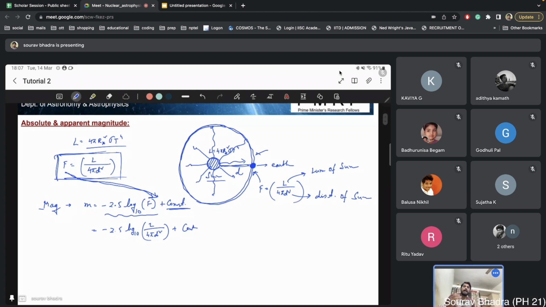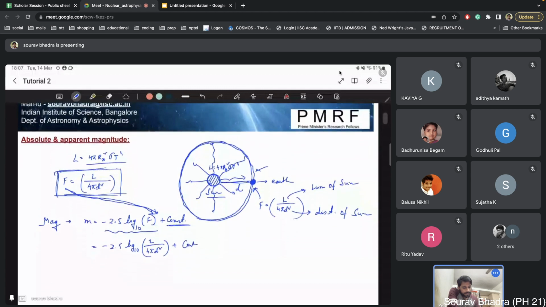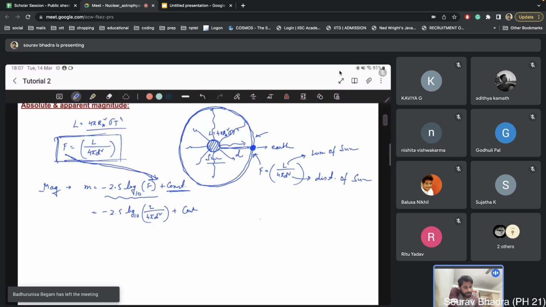Now this is the apparent magnitude. Why is it apparent? Suppose you have a star at a distance d having luminosity L, for that case this is the flux. Now suppose you have another star which has a luminosity of 4 times the previous luminosity, that means 4L, and the distance is double the previous distance, that means d has become 2d. So this will be the flux for this star.